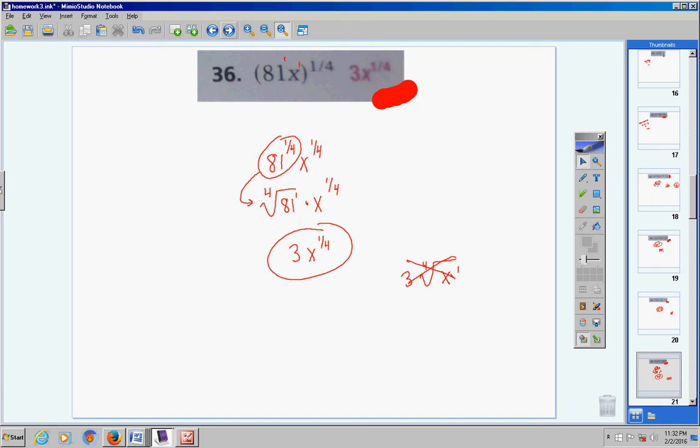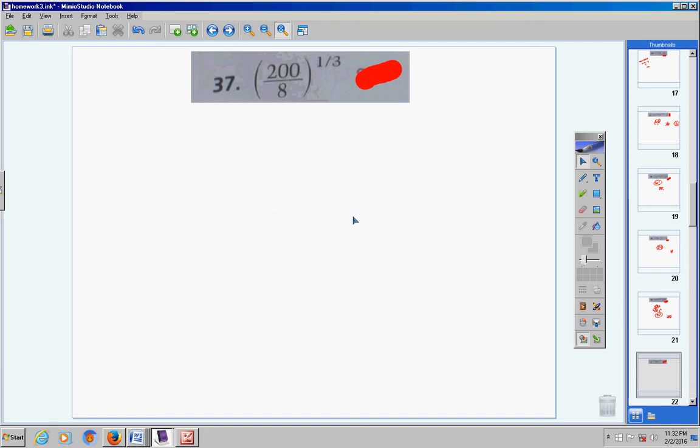Moving on to number 38 or number 37. Okay, we have 200 over 8 to the 1/3 power. Now the 200 has a power of 1, the 8 has a power of 1. So I'll do it a different way. Since we have this entire thing in a parentheses, that means the whole thing is the 1/3 power. So that's the same thing as saying the cubed root of 200 over 8 to the 1 power, or in other words, 200 over 8.